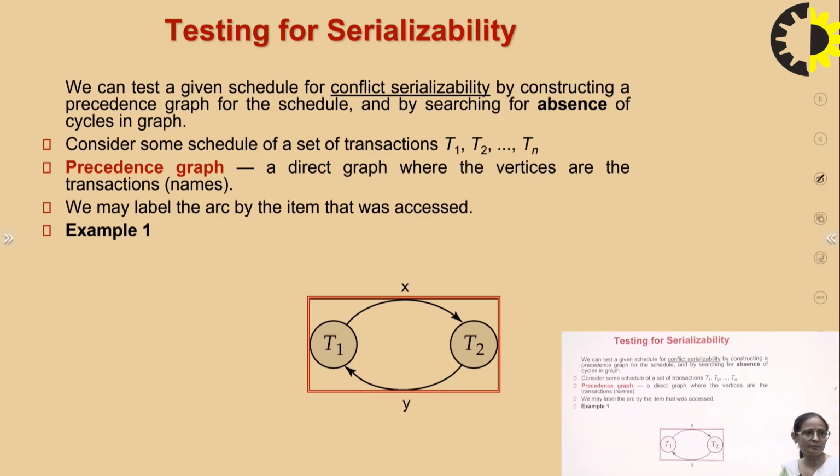Now the question comes, how will we check the serializability? For checking the serializability, we make a graph which is known as the precedence graph. It is a directed graph which consists of edges and vertices. Here the vertices are my transactions, and edges are inserted between the transactions, and every edge carries the data element on which it is working. So every arc is a labeled arc.